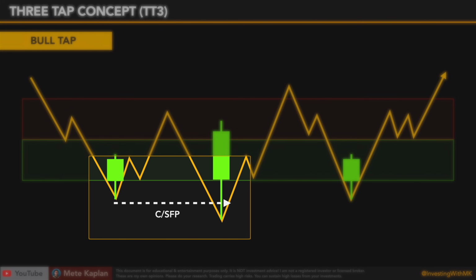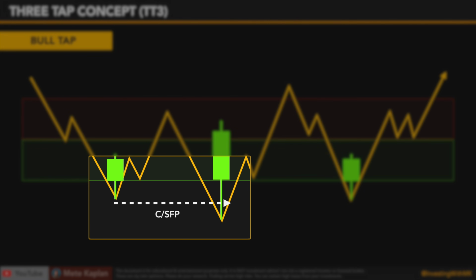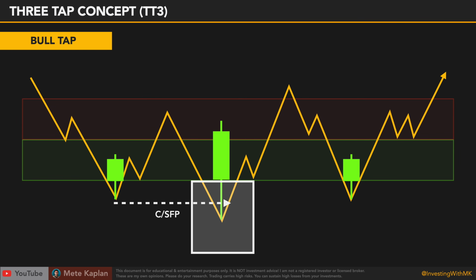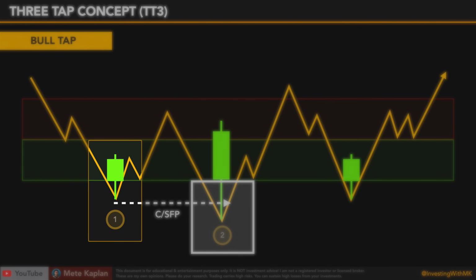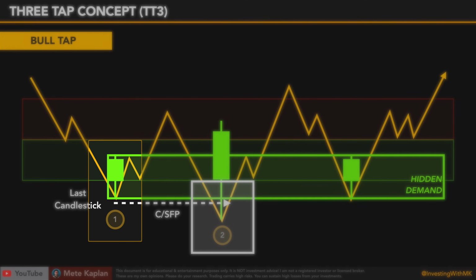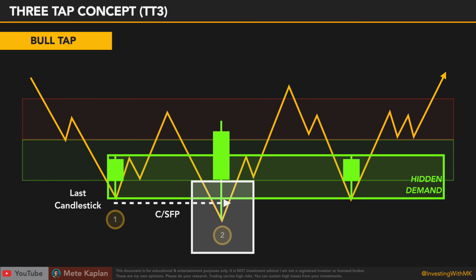Now, what we look at here is actually a previous swing failure pattern that happens with a deviation of the range. It could be a pure swing failure pattern or a considerable swing failure pattern. It does not matter. What we look for is that it has to hunt the liquidity and get back into the range and form the deviation. Now we call this tap 1 and tap 2. The last candlestick created a hidden demand zone here.